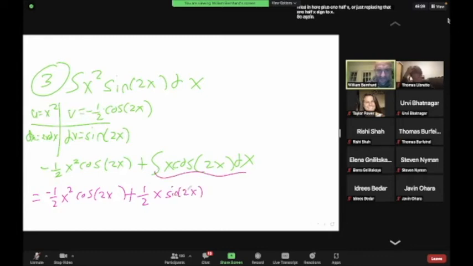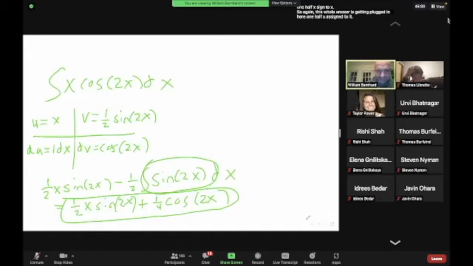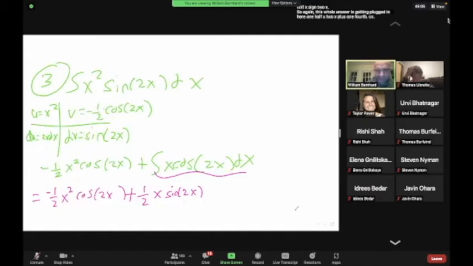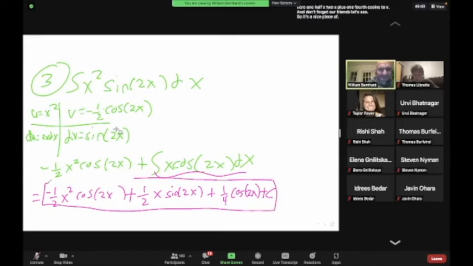So again, this whole answer is getting plugged in here: 1/2 x sine 2x plus 1/4 cosine 2x. And don't forget our friend plus C. So this is a nice piece of mathematics here, giving us the antiderivative.